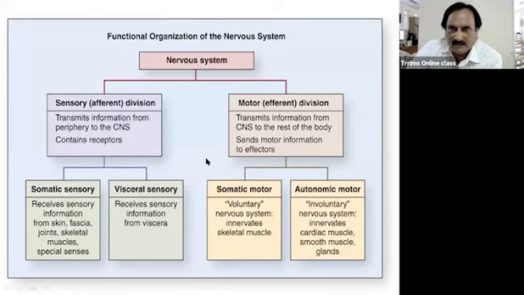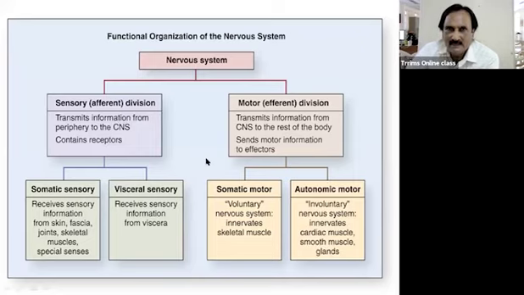So we had a discussion about the respiratory system introduction, and subsequently you had classes on the respiratory system. So today's topic assigned to me is about the neural control of respiration, how the nervous system controls the respiration.